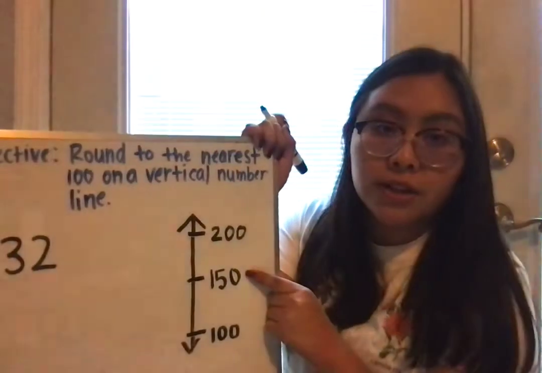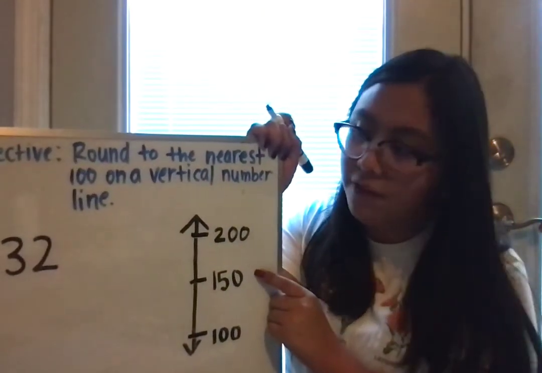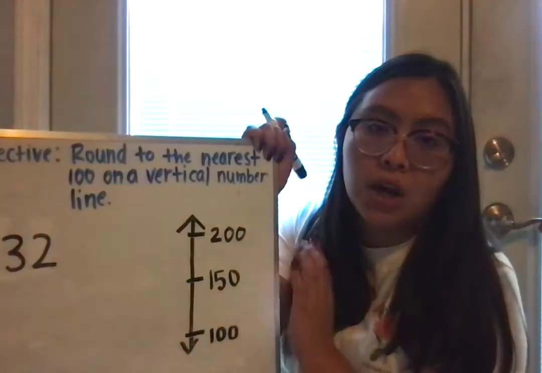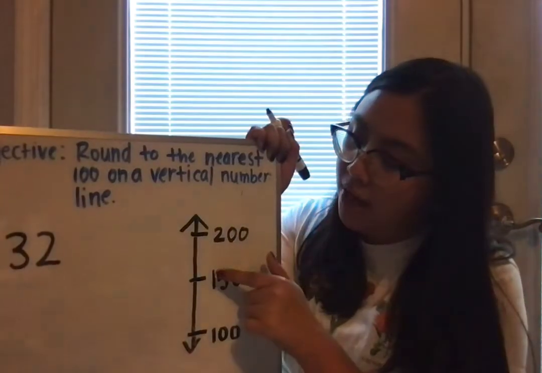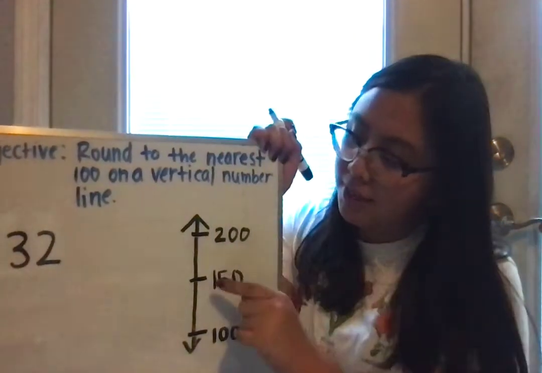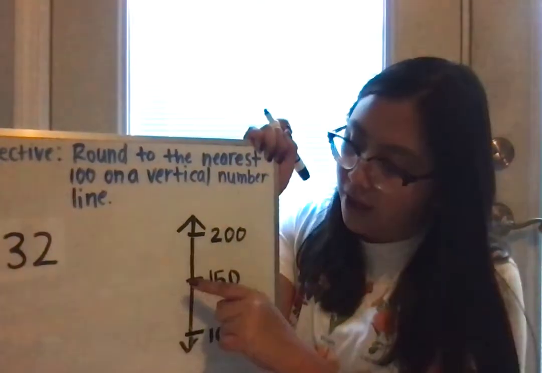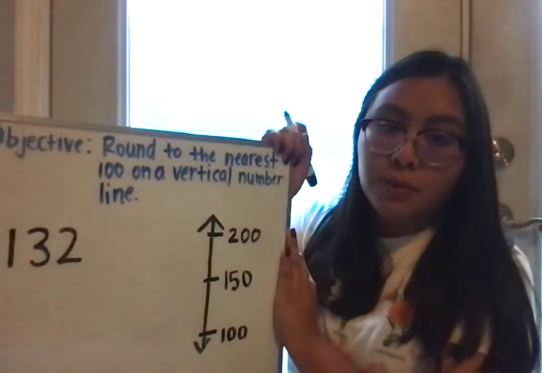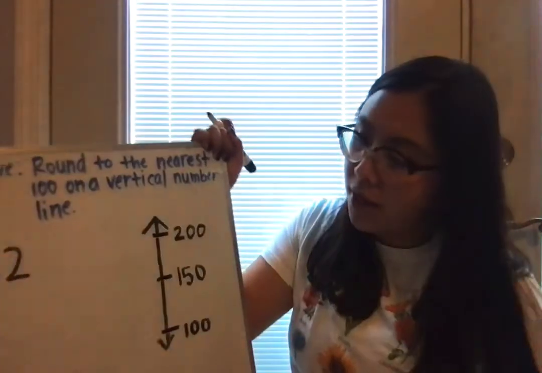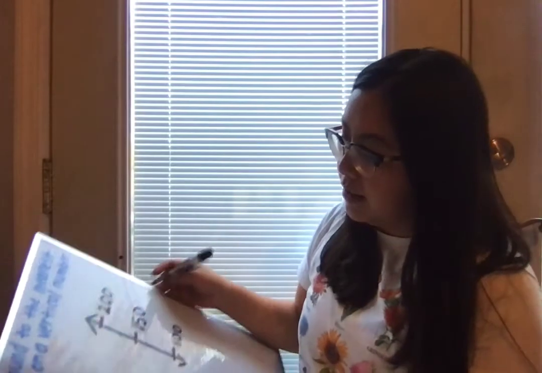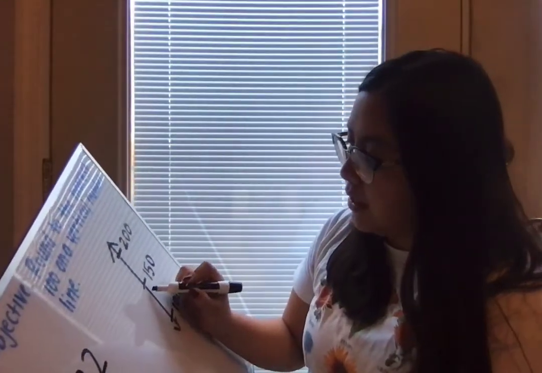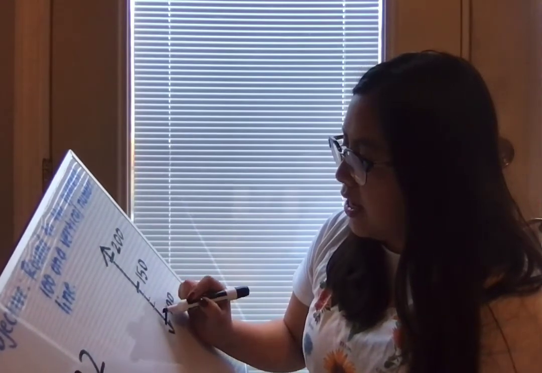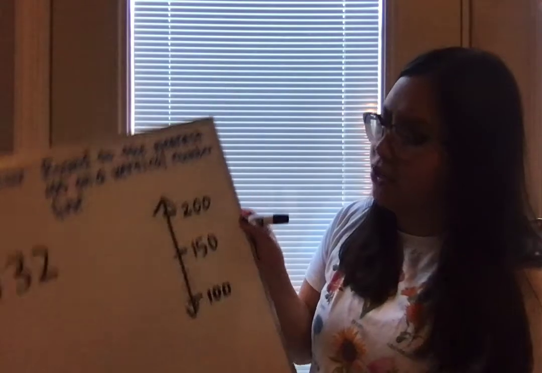So if we know that 132 is less than 150, we know that in order to mark it on our number line, it has to be below 150. We cannot put it above 150 because that would be too many. We have to go below. So 132, where would we mark that on our number line? One way that we can check is we can count by tens. 150, we can say this would be about 140, 130, 120, 110, and 100, right?